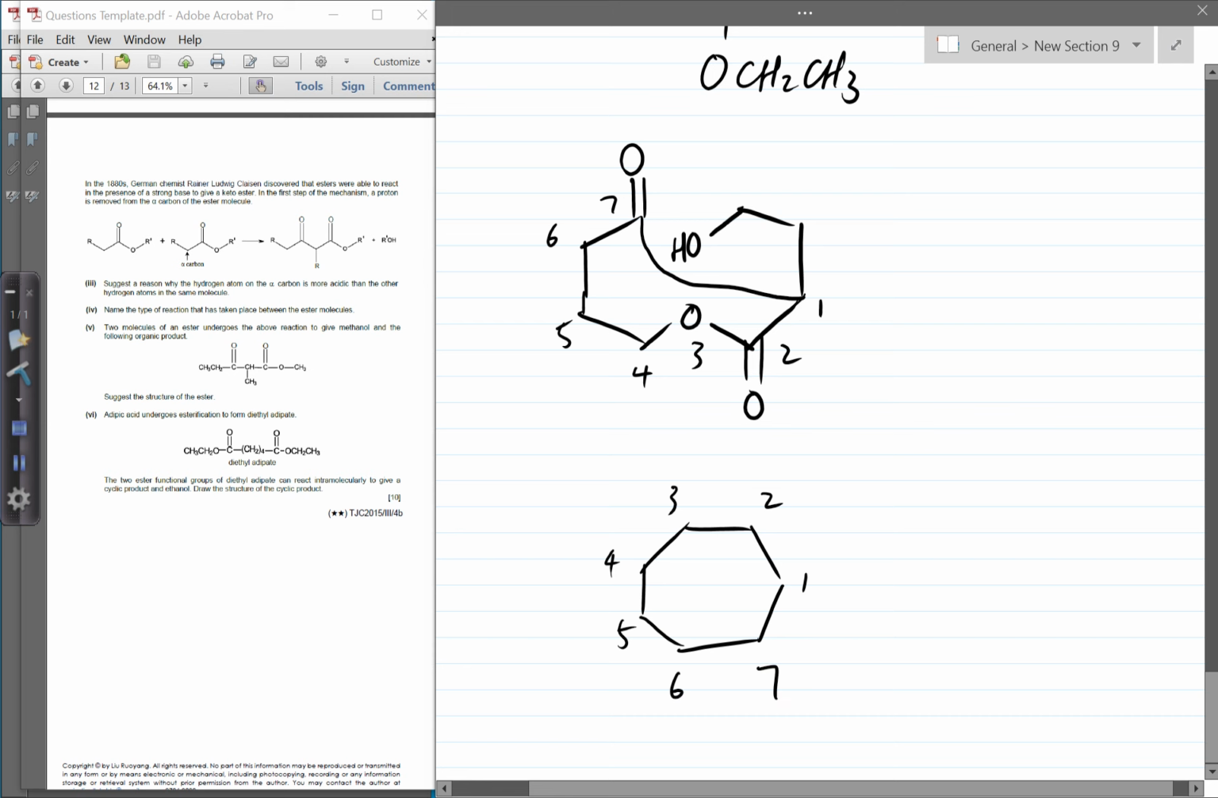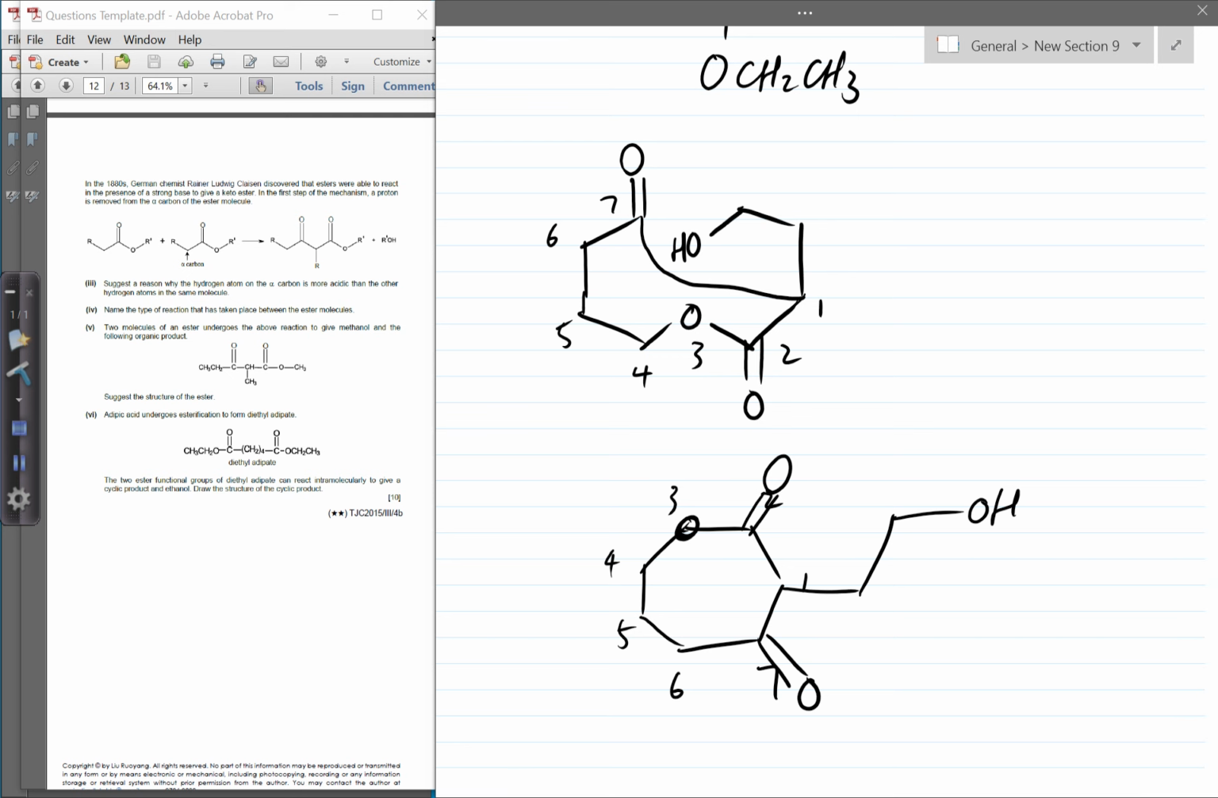So on carbon 1, I have 1, 2, right? I have this group here. So this part I settled already. Next on 7, I have a ketone, right? And then at number 3, I have oxygen there. So I just replace this carbon for oxygen. And on number 2, I have another carbonyl group, right? So I have my product already, right?